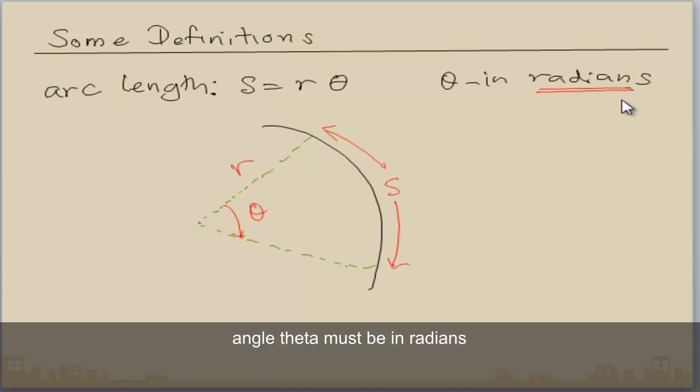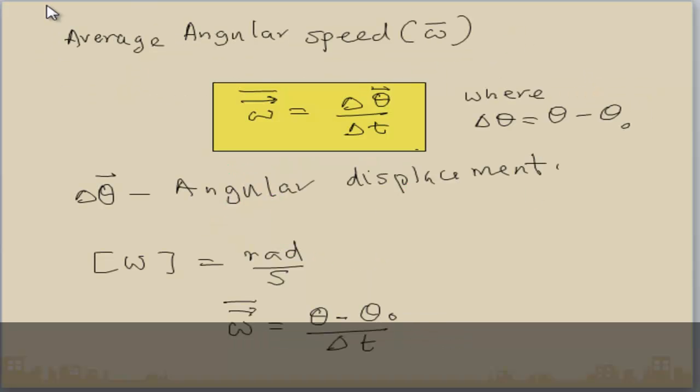We cannot use degrees. The second definition is the average angular speed. The average angular speed is given by delta theta divided by delta t, where delta theta is equal to theta minus theta 0. Theta is the final angular position. Theta 0 is the initial angular position. And the arrow above omega represents that it's a vector. The bar represents that it's the average value. So this means the average angular speed.